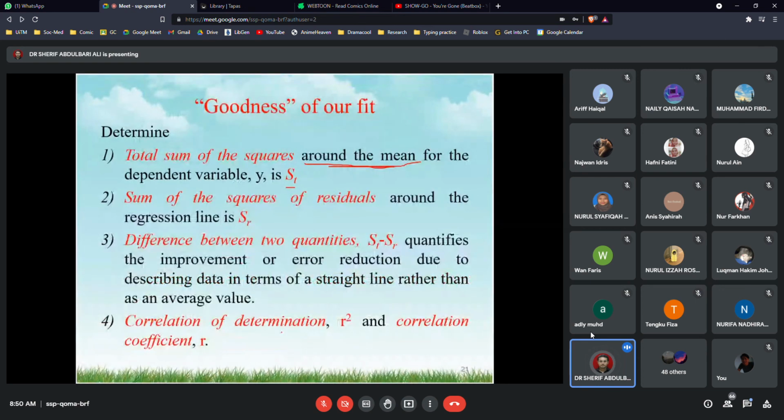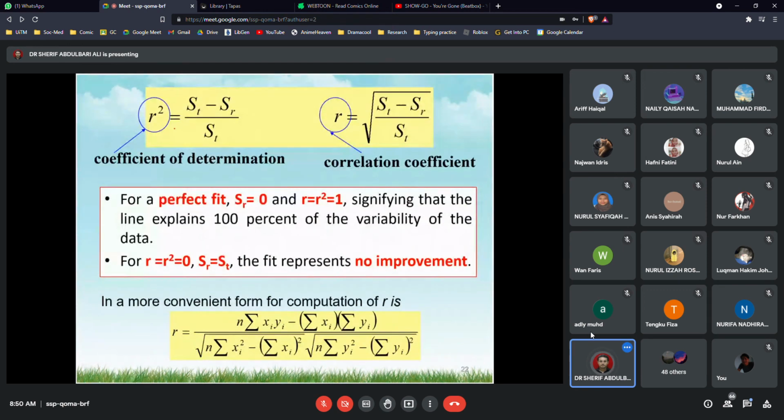But the most important thing that you need to calculate is the coefficient of determination, R square. This is the value that is going to give you the judge of whether your straight line is the best or not. Okay, so how do we calculate R square? R square is equal to ST, the sum of the square of the residuals around the mean, minus SR, the sum of square of residuals around the regression line, over ST. Okay, if your R square is equal to 1, this means we are explaining about 100% of the variability of the data. So you can see it from here.